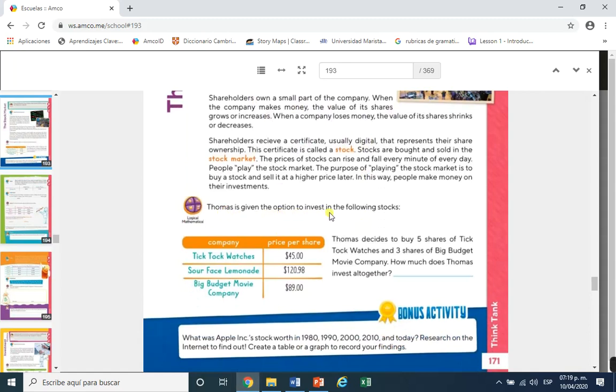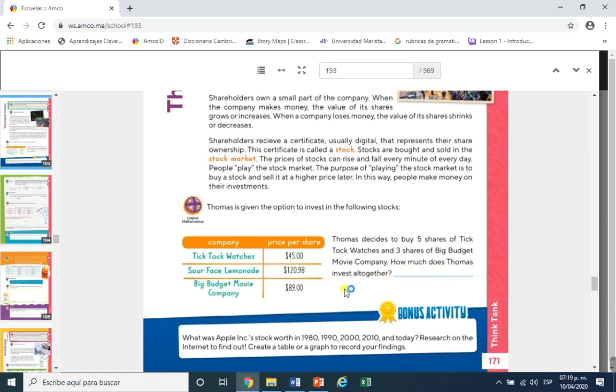Thomas is given the option to invest in the following stocks. So let's remember, stocks are parts of companies, okay? They are digital certificates that tell you that you own a part of a company, okay? And Thomas decided to buy 5 shares of TikTok Watches. You can see here TikTok Watches. The company is this, and the price per share is this. He decides to buy 5 shares of TikTok Watches and 3 shares of Big Budget Movie Company. Here is Big Budget Movie Company.